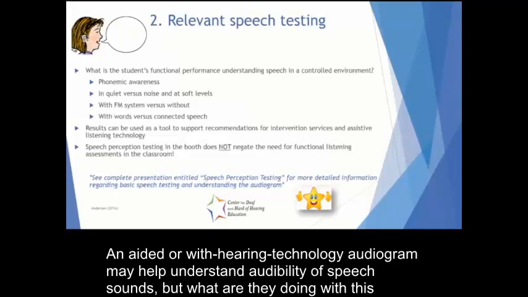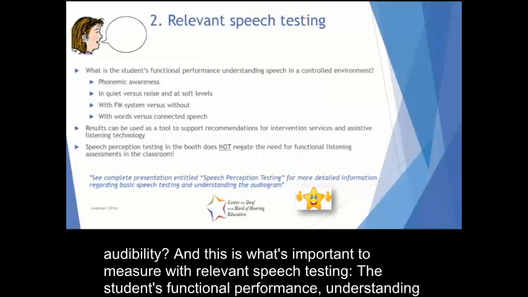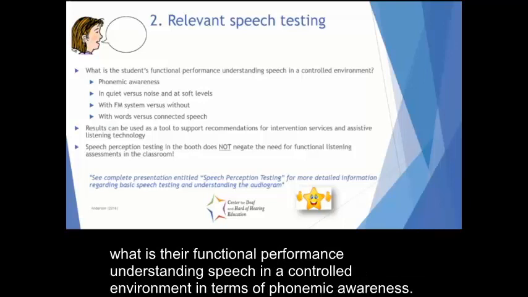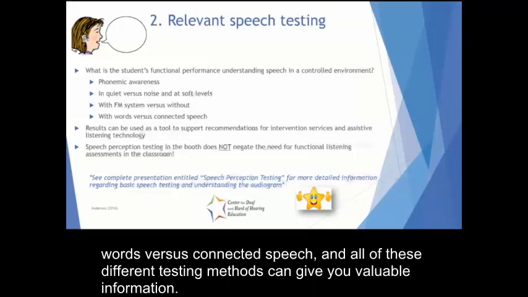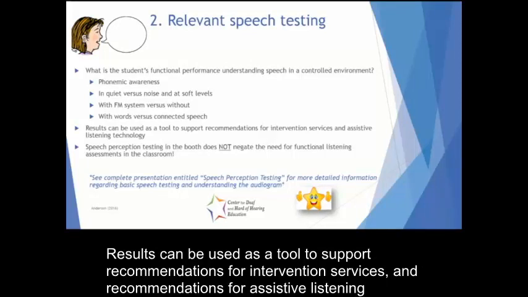An aided, or with hearing technology, audiogram may help understand audibility of speech sounds, but what are they doing with this audibility? And this is what's important to measure with relevant speech testing: the student's functional performance, understanding speech in a controlled environment. In terms of phonemic awareness, you can test in quiet versus noise, or at louder levels and softer levels. You can even test with the FM system or without. You can also use words versus connected speech, and all of these different testing methods can give you valuable information. Results can be used as a tool to support recommendations for intervention services and recommendations for assistive listening technology.